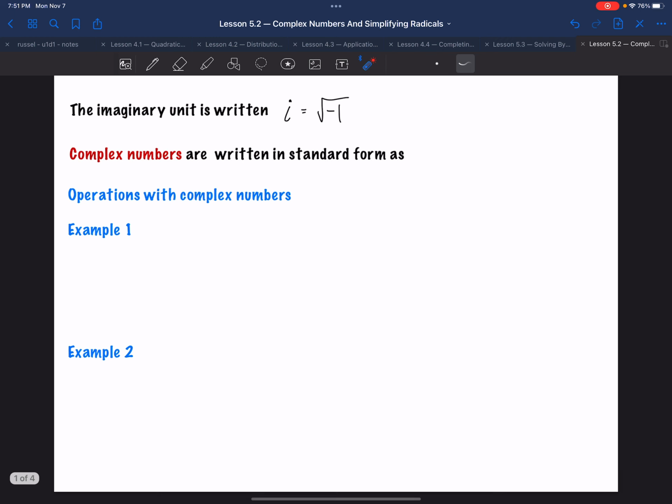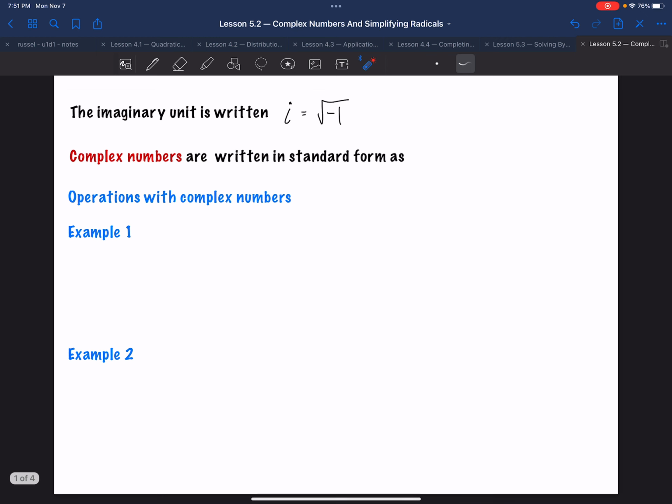So here we go. Let's talk about these imaginary numbers, and this will be very quick. The imaginary unit, meaning the most basic imaginary number, is written as i equals the square root of negative 1. Okay? That's pretty much it. So instead of writing square root of negative 1, we will write i instead, because that is what i represents, the square root of negative 1.